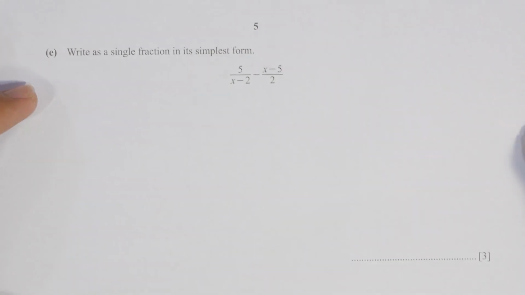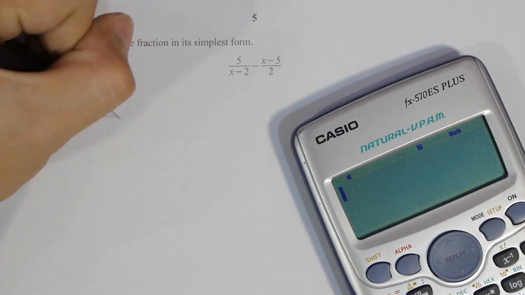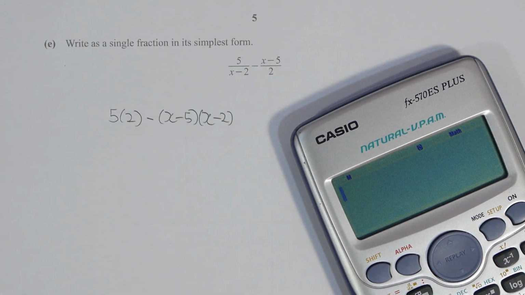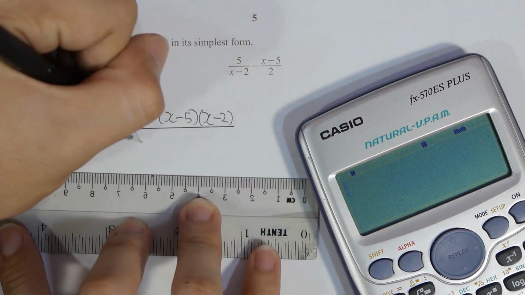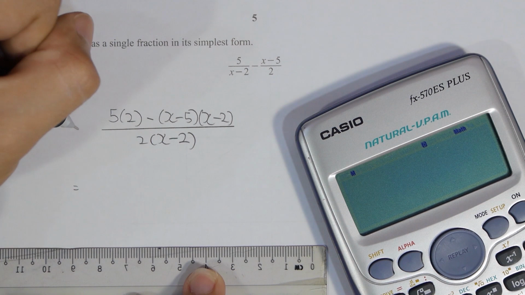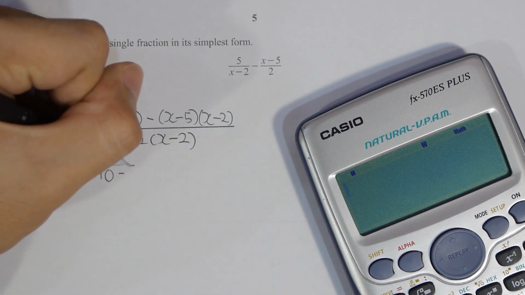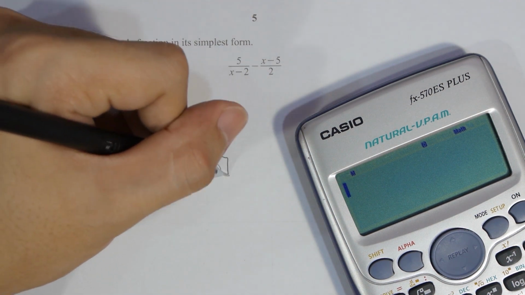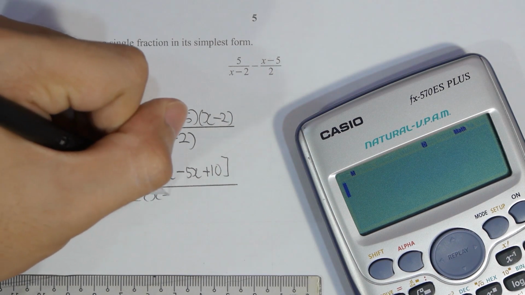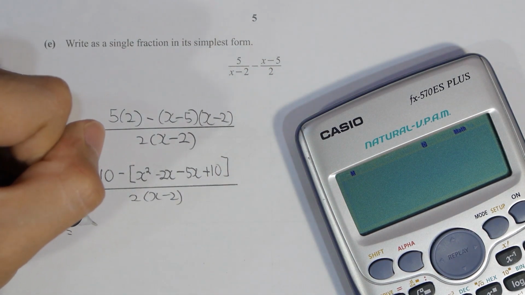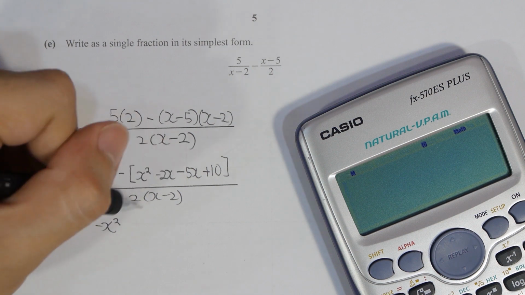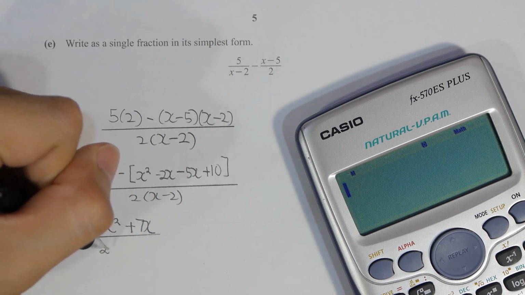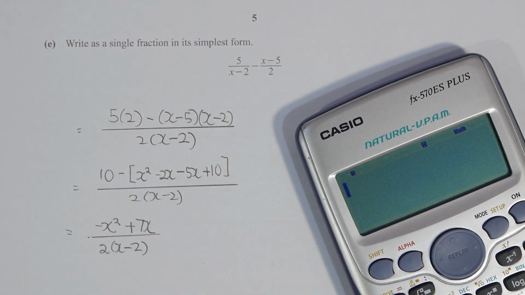Whereas for question E, I converted their denominators into the same, which is 2 bracket x minus 2. Hence for the 5, I multiply it by 2, and for the x minus 5, I multiply it by x minus 2. So the key assessment here is you need to multiply the negative into the entire result after the expansion of x minus 5 multiplied by x minus 2. So the final result here will actually be negative x squared plus 7x over 2 bracket x minus 2.